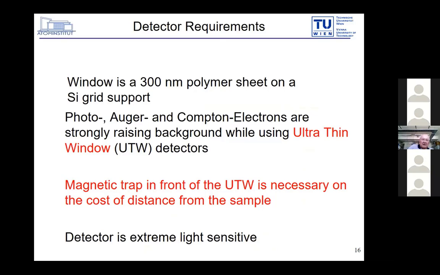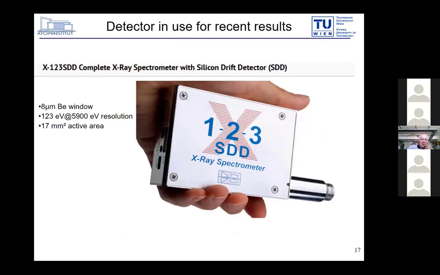Working is quite difficult. Nevertheless, we have another story to tell. You need in front of the ultra-thin window a magnetic trap, and this is costly because it goes on the distance from the sample. And the detector is light sensitive. You have to work, of course, in the chamber, but you have to cover really all light coming in through some windows. This is the detector we were working.